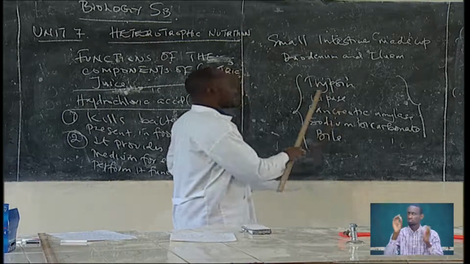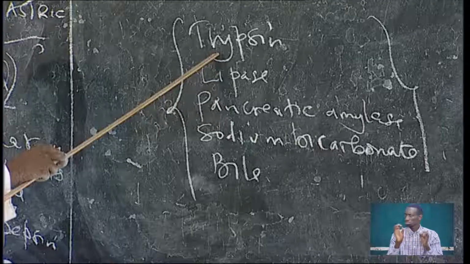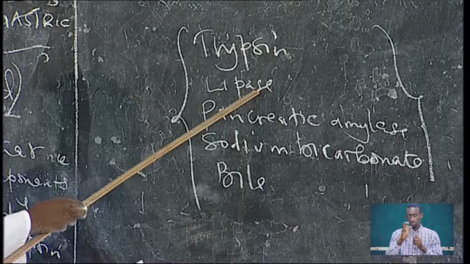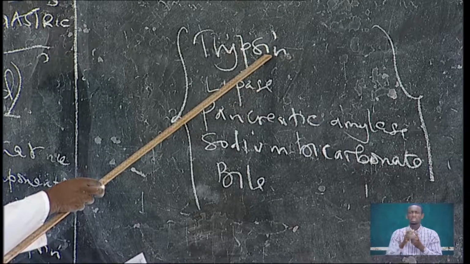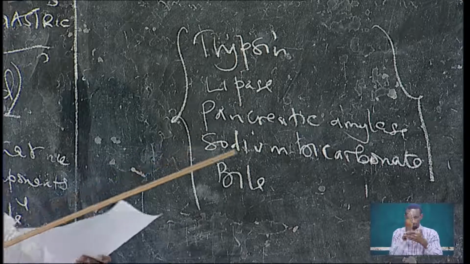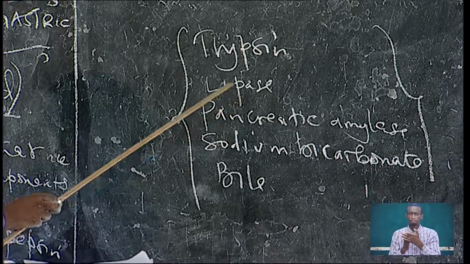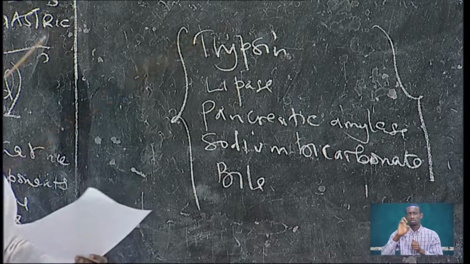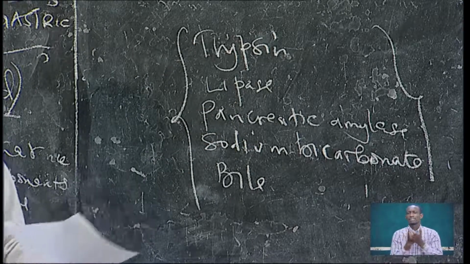Trypsin breaks down proteins into peptides. Lipase does a function too. All enzymes end with ase, except some of them, for example trypsin and renin. Lipase breaks down fats into fatty acids and glycerol. We talk about pancreatic amylase. It breaks down starch into maltose.